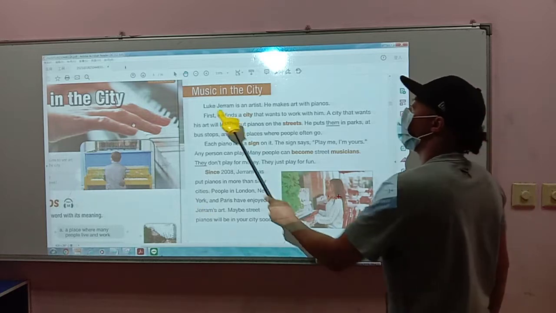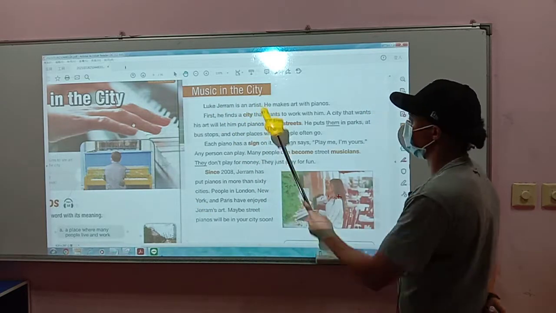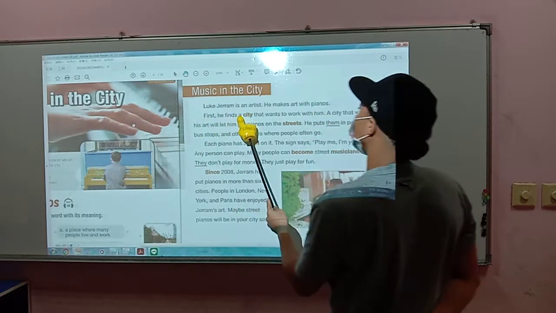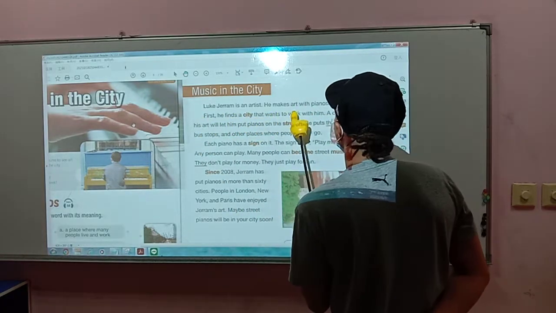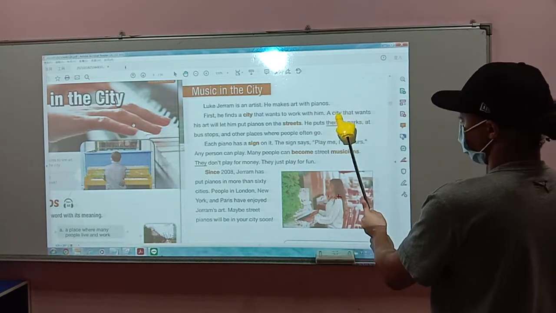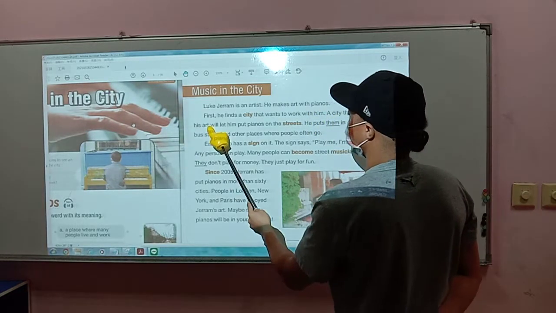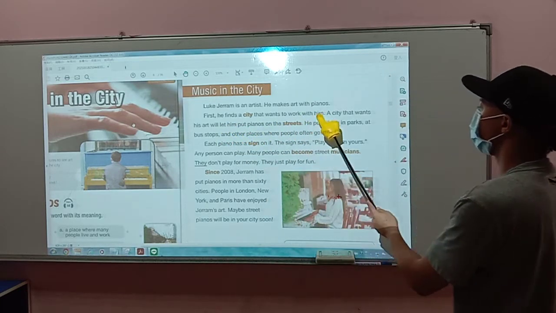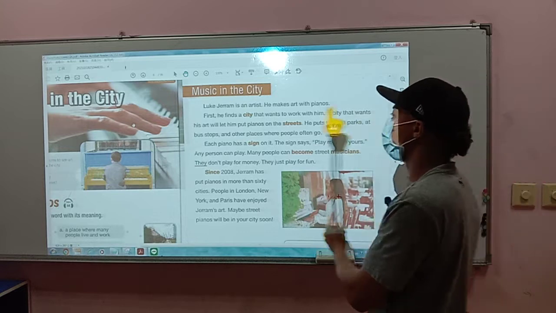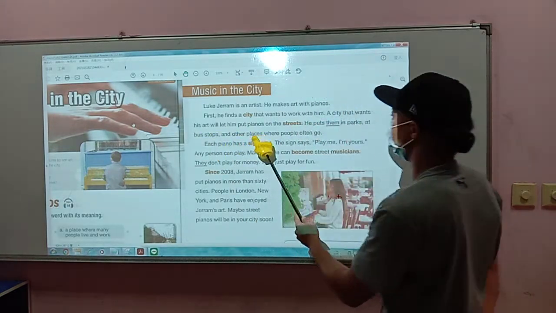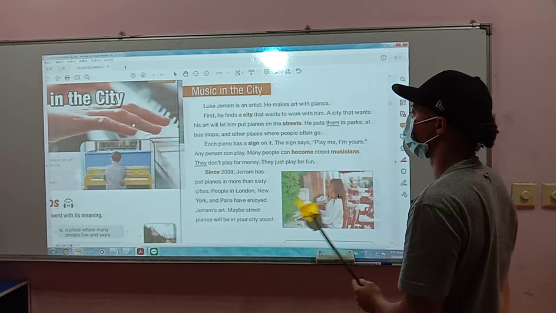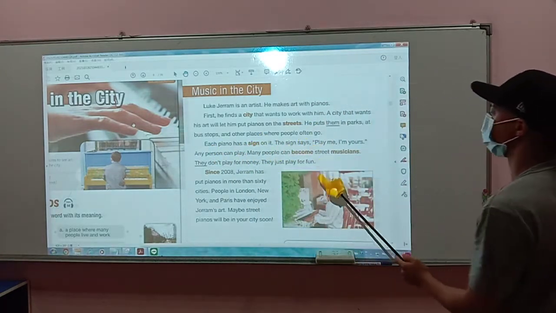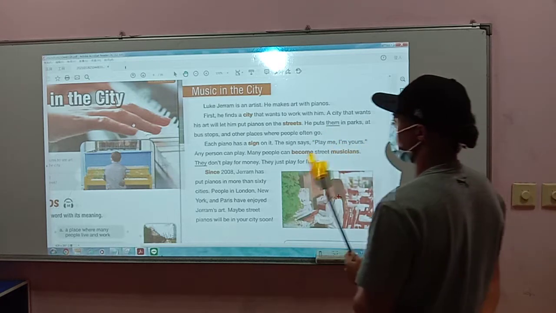So Luke Jerram is an artist. He makes art with pianos. First, he finds a city that wants to work with him. A city that wants his art will let him put pianos on the streets. He puts them in parks, at bus stops, and other places where people often go. Each piano has a sign on it. The sign says, "Play me, I'm yours."